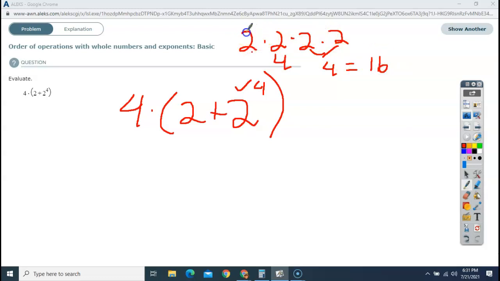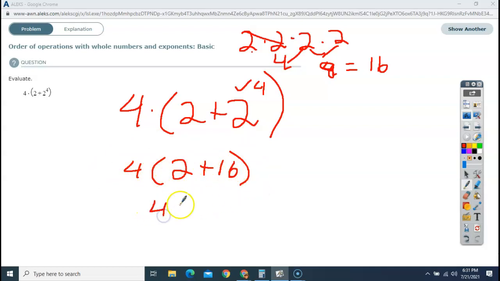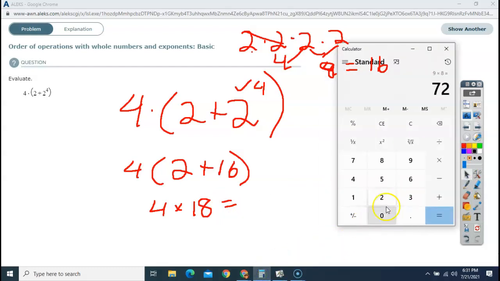So you could have said 2 times 2 is 4. 4 times 2 is 8. And then lastly, 8 times 2 is 16. So this is what we have. 4 times 2 plus 16. And before we can do anything, we have to handle parentheses first. 2 plus 16 is 18. So we wind up with 4 times 18. And I'm not sure what that equals, so I'm going to cheat and go 4 times 18 is 72.